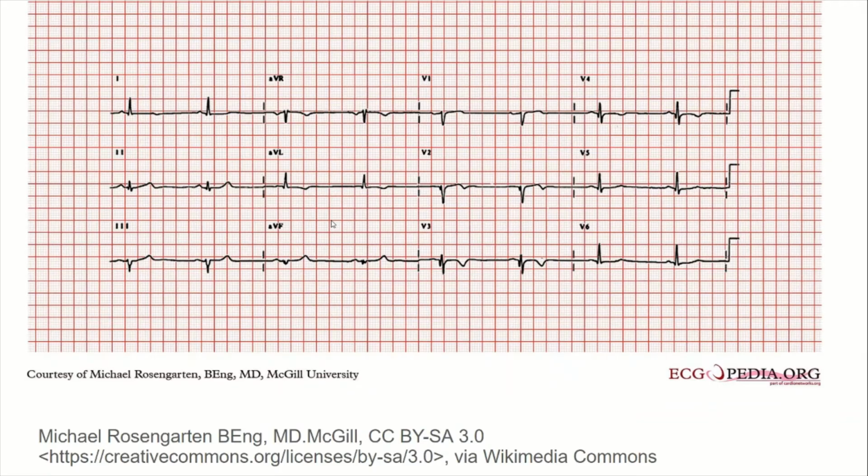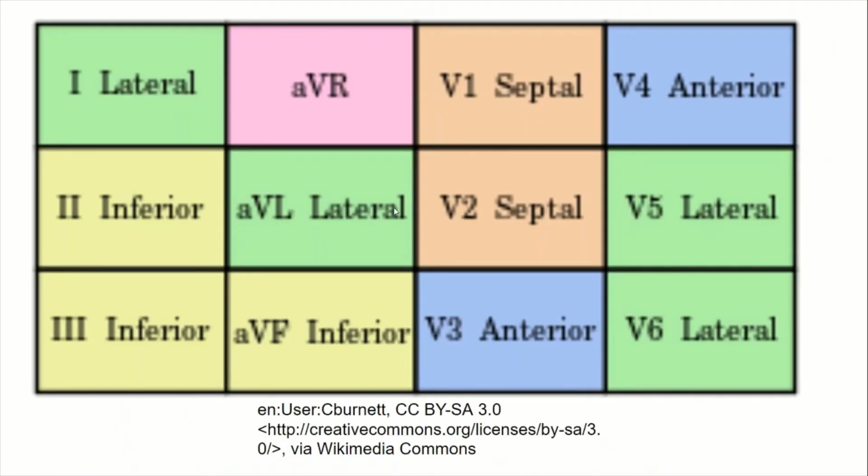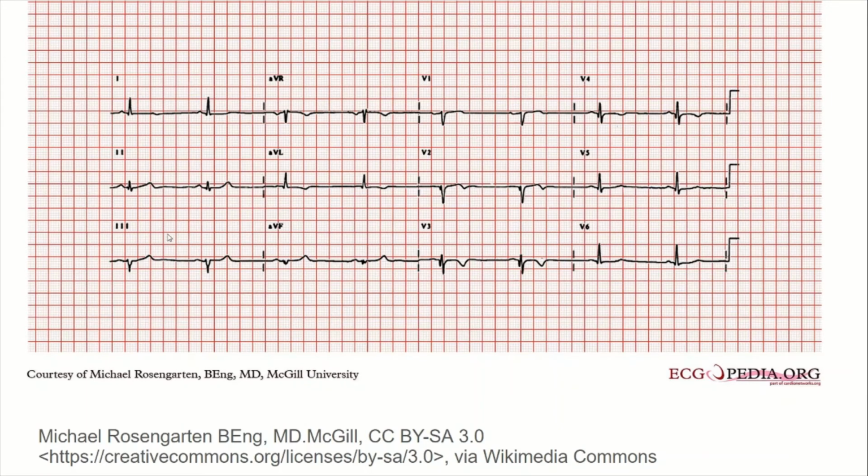Then let's go on to the next slide, kind of just to review it, right? So this is the same thing as this, but this kind of just breaks down which part of the EKG goes where, right? So again, 2, 3, and AVF are inferior. V1, V2 is septal. V3, V4 is anterior. And then V5, V6, 1, and AVL are lateral.